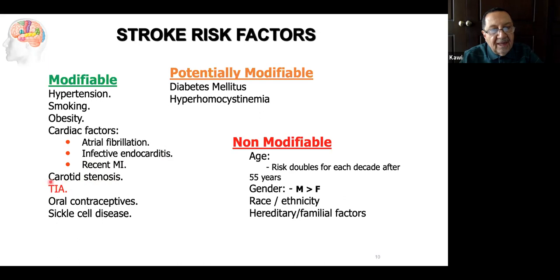Transient ischemic attack is a warning and can be treated by preventive measures that we'll be talking about. Oral contraceptives can induce hypercoagulable state and sickle cell disease. We can stop contraceptives. We can try to reduce the viscosity of the blood that happens in sickle cell disease. Potentially modifiable risk factors are diabetes and hyperhomocystinemia.